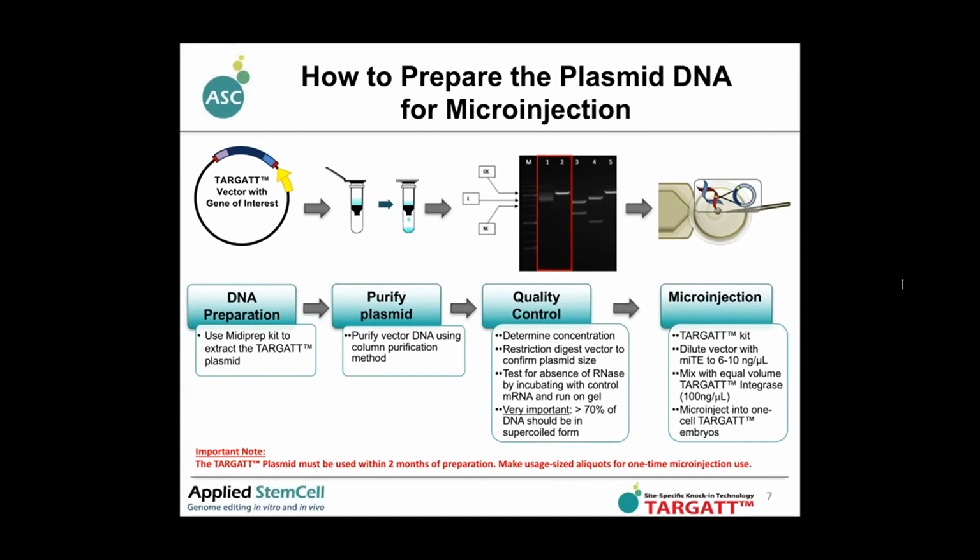For microinjection, we make a mix of the DNA with the integrase mRNA. The final concentration is about 3 to 5 nanograms per microliter for the DNA and 50 nanograms per microliter for the integrase mRNA. The mixture is microinjected into the one-cell embryo. One important note here is that we usually only keep the plasmid prep and inject within 2 months post-preparation.